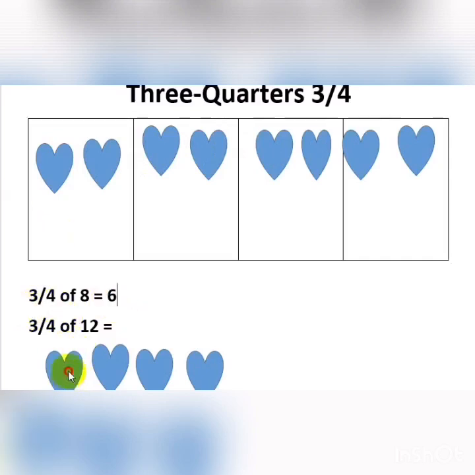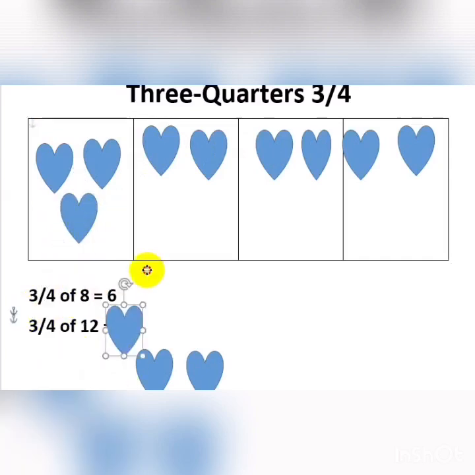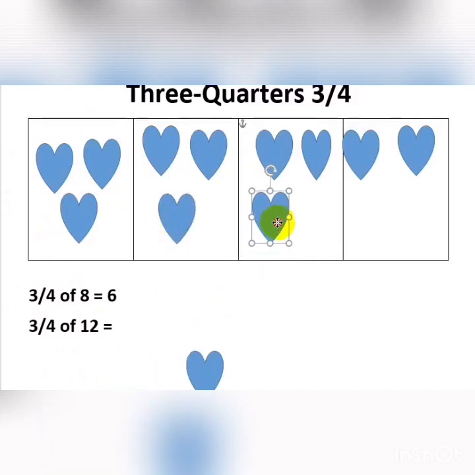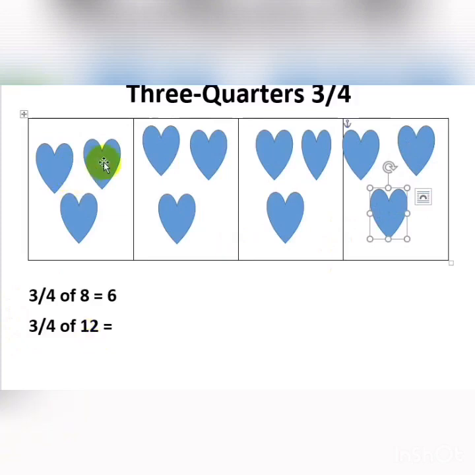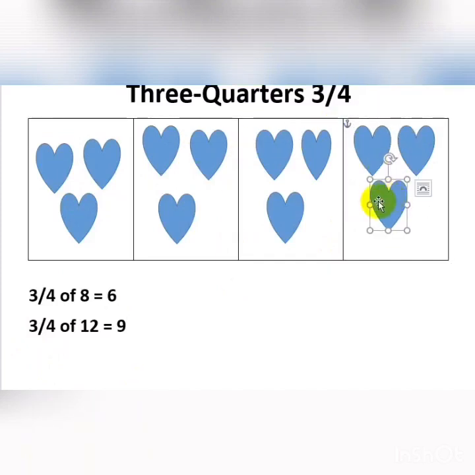Now let's find 3 quarters of 12. Let me place them back, and then we can find the 3 quarters of 12. 3 quarters of 12? 1, 2, 3, 4, 5, 6, 7, 8, and that's a 9. So 3 quarters of 12 is 9. I hope this is a very easy way for you to find the 3 quarters, quarters or half of any other number.